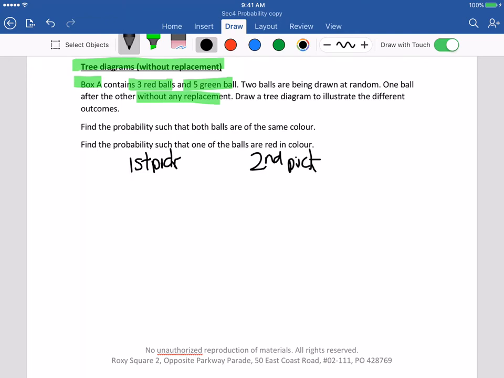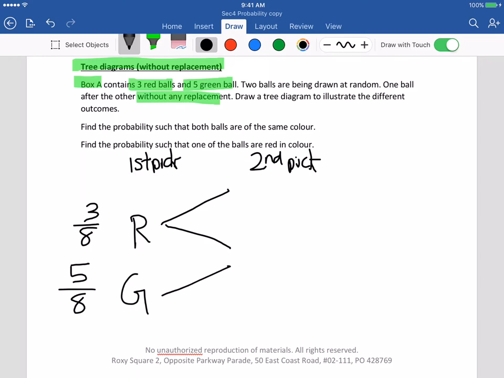Okay, the first pick can be either red or green. So the red is actually what? 3 out of 8. Green, 5 out of 8. Then after which, you branch it out like that.